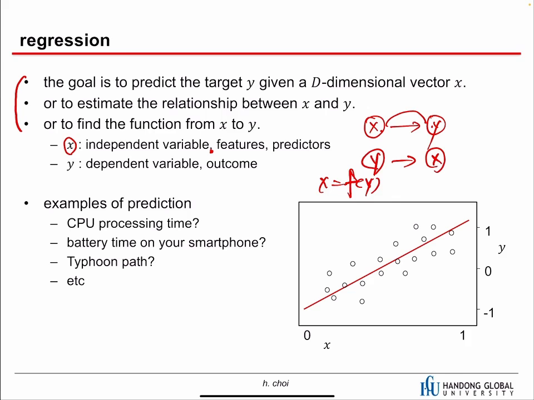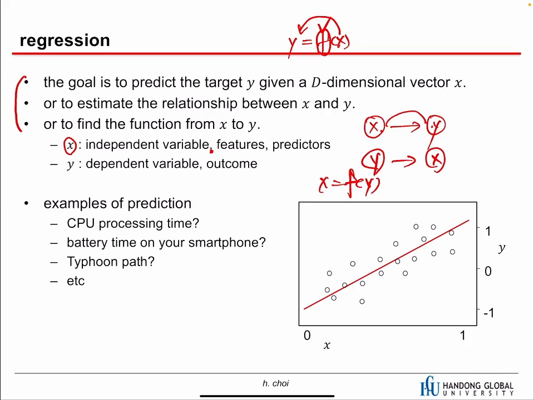Again, if you define y is f of x, and f could be some parametric model, then the regression will find this f. In this case, we assume that x is causing y. But again, regression doesn't find this causal relationship. It is just finding this function.